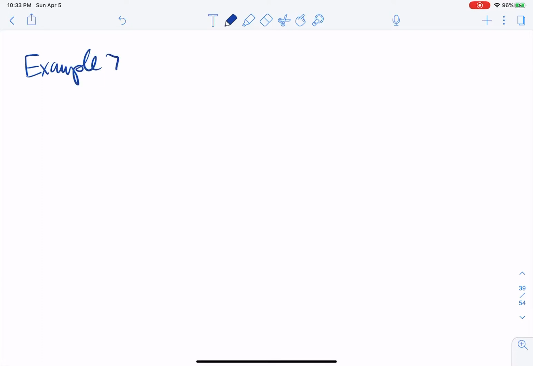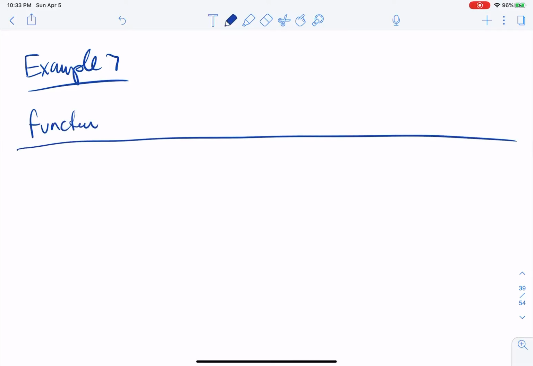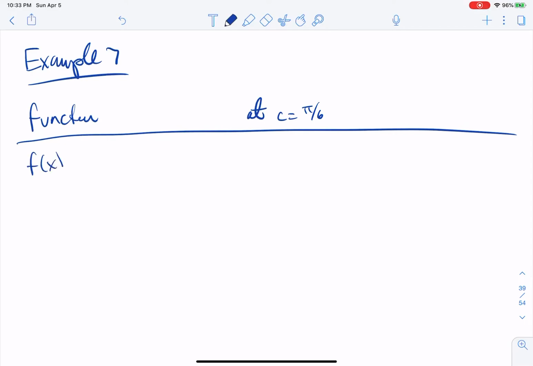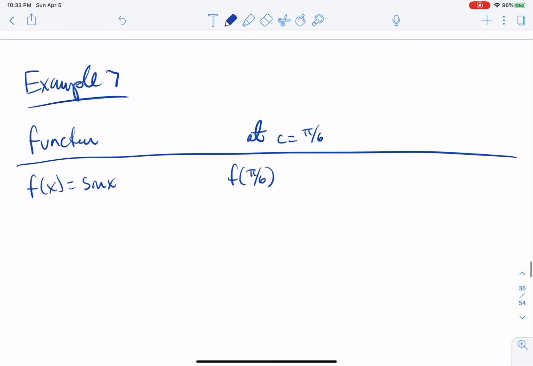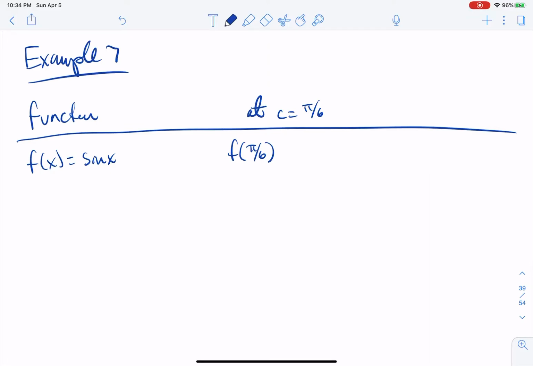Example 7. Function. And then we're going to evaluate those functions at c equals pi over 6. Our function we're starting off with is sine of x. And so we want the sine of pi over 6. So I'm going to draw myself a nifty little unit circle. Here's our pi over 6. The sine of that, of course, is half.